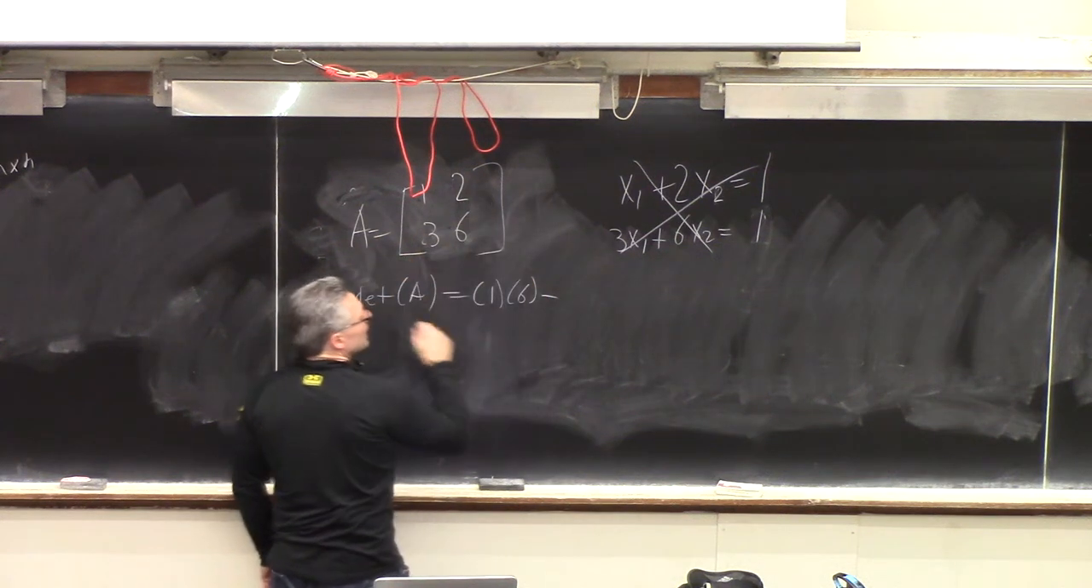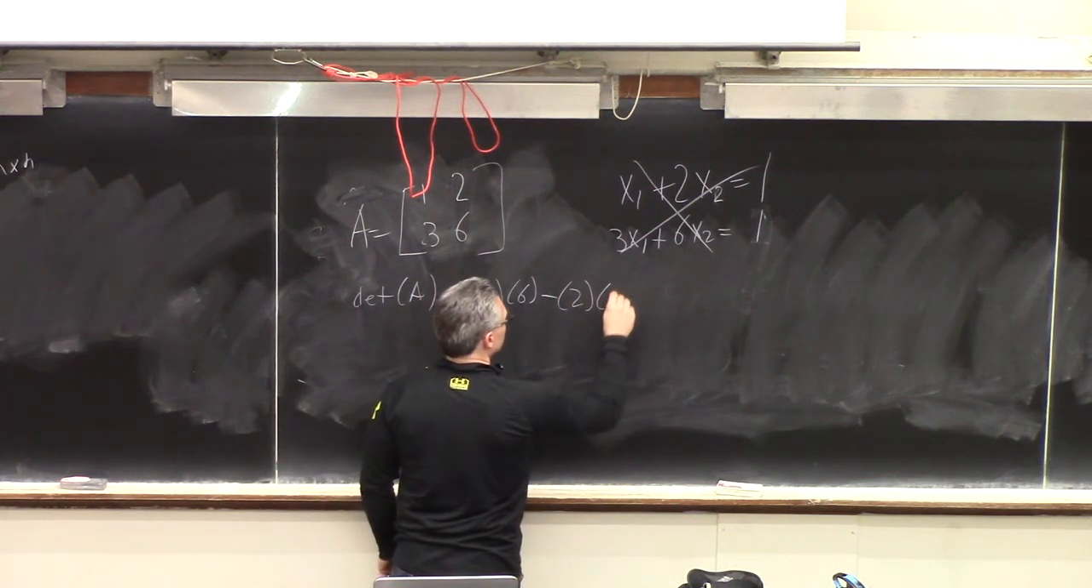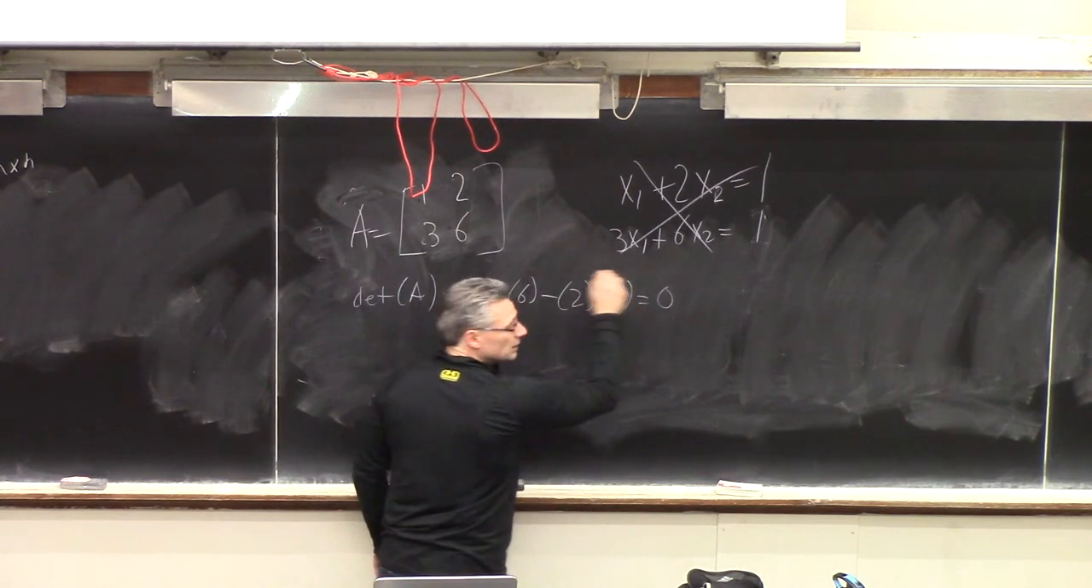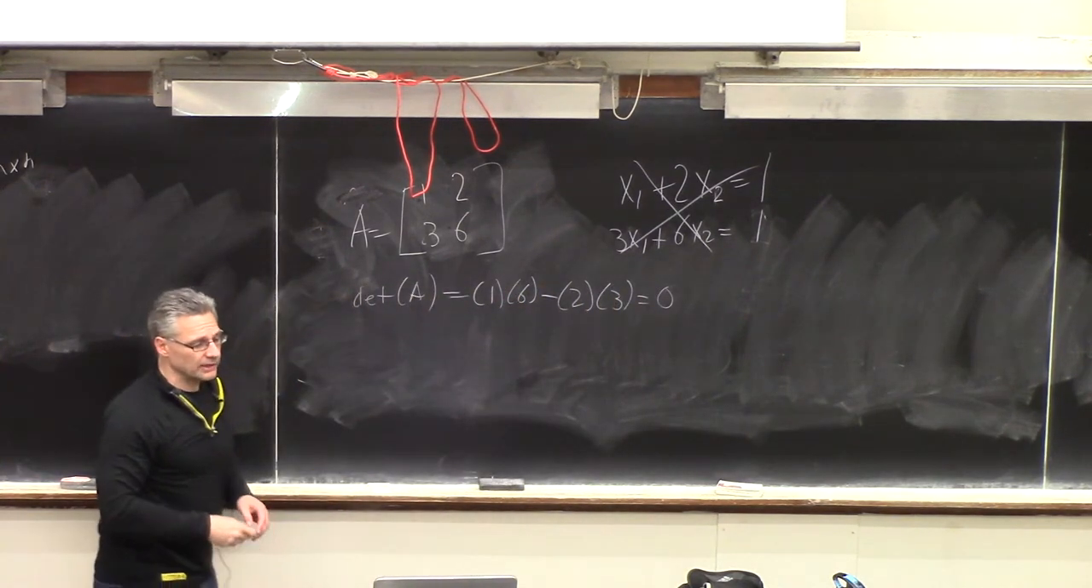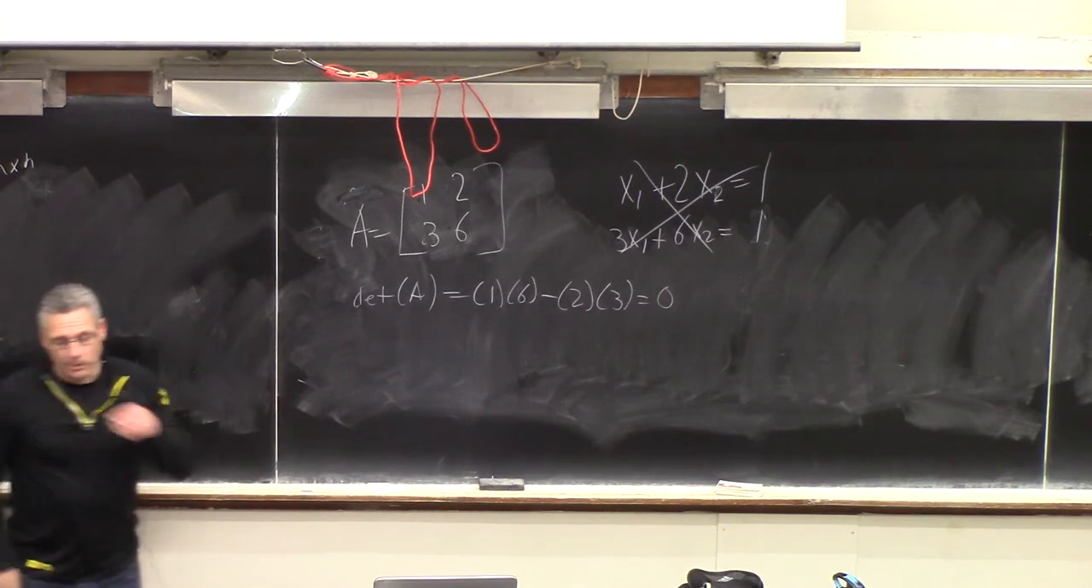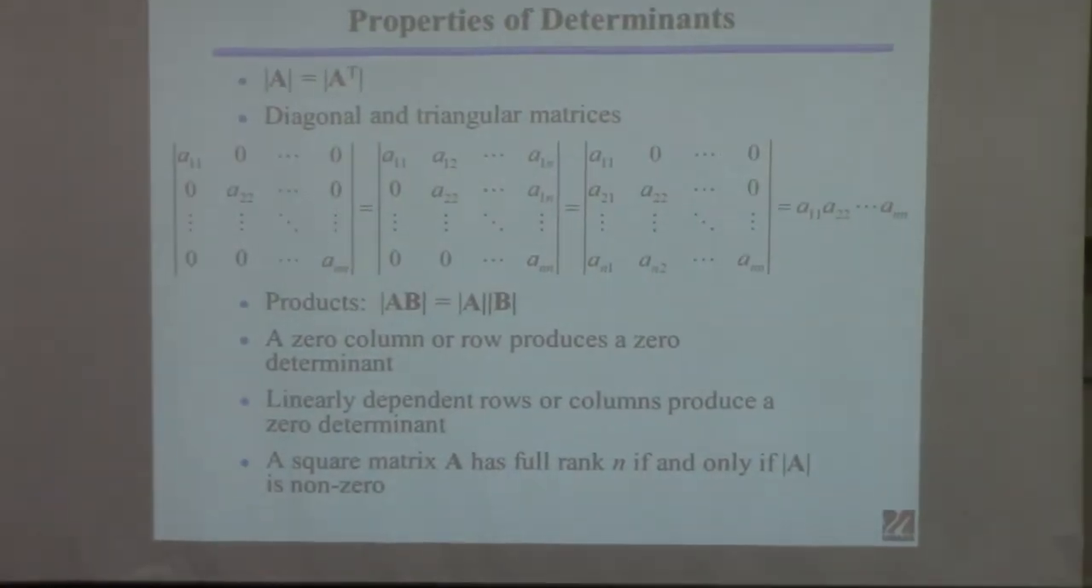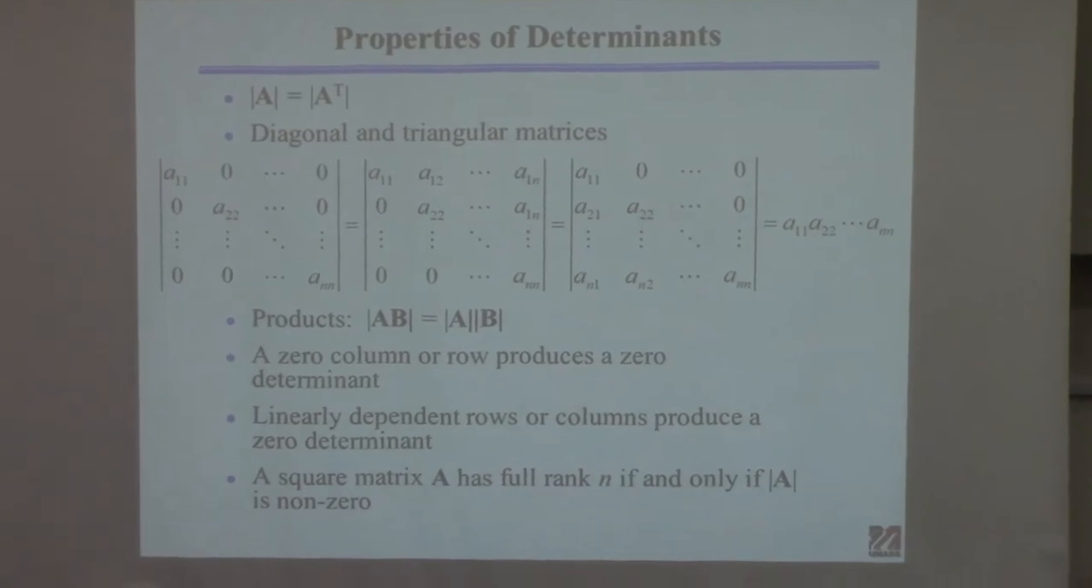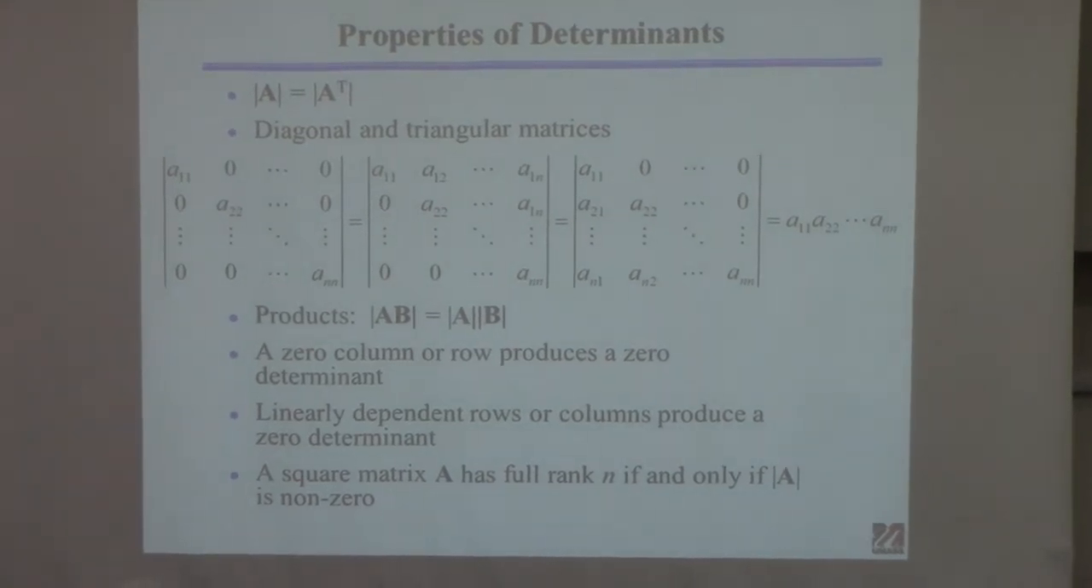Subtract off the off-diagonal element, 2 times 3, both equal 6, equals 0. Okay, this applies to any problem, matrix of any size. So that means if you have a matrix and it has linearly dependent columns or rows, then you know the determinant's going to be 0. If you get a determinant of 0, you know the matrix has linearly dependent columns or rows. Okay? And as we've learned, that has a lot to do with whether we're going to be able to solve the problem, whether the solution is going to be unique. That's why we care.